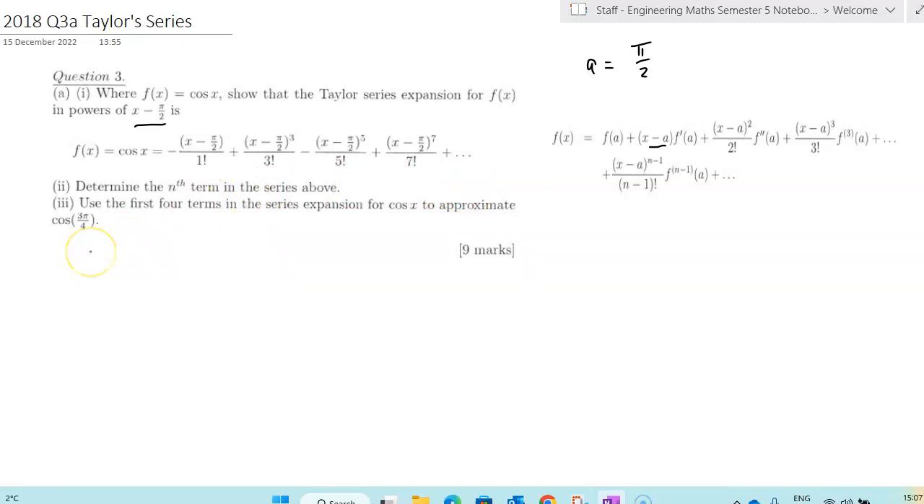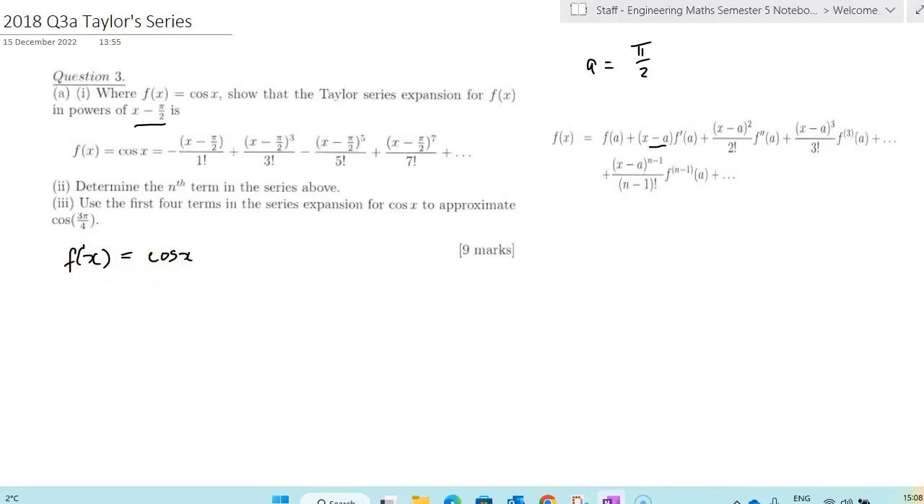So we've identified that a is pi over 2 because it says here x minus pi over 2, and we can see in our answer it's x minus pi over 2 as well. So when you've got x minus a, it's equivalent to x minus pi over 2, so a must be pi over 2. Now according to the formula we have to have f of a, f dashed a, and so on. To get the derivatives with a, we have to get the derivatives with x first, but first I'll just write down f of x, which is equal to cos x.